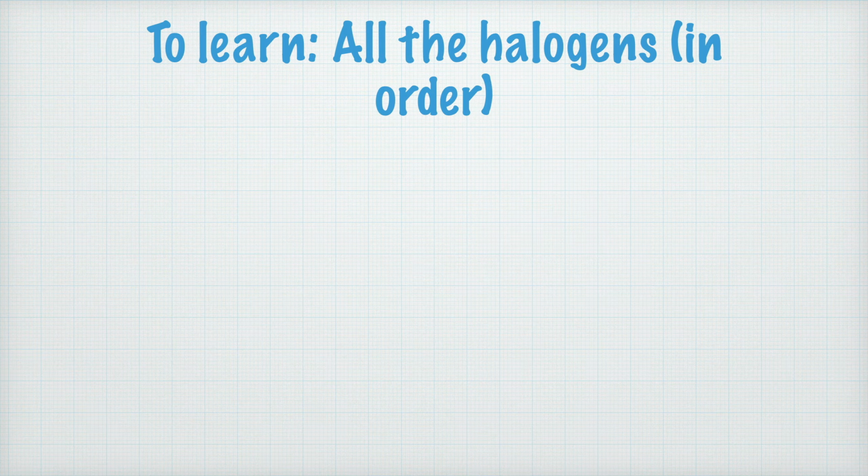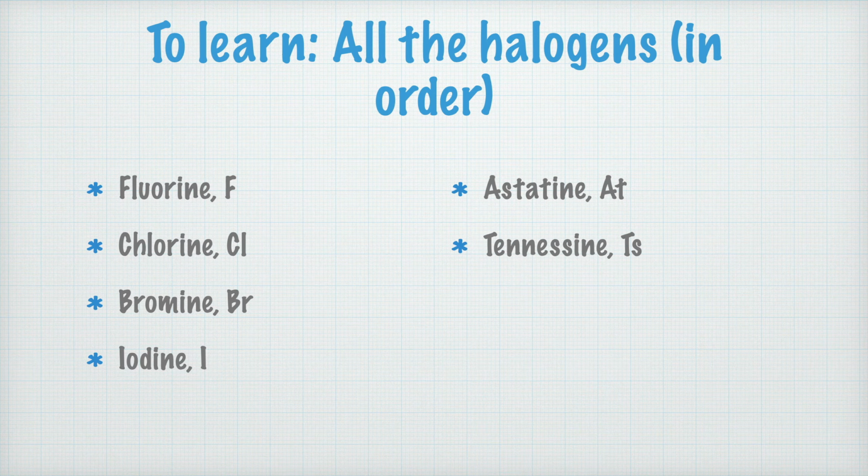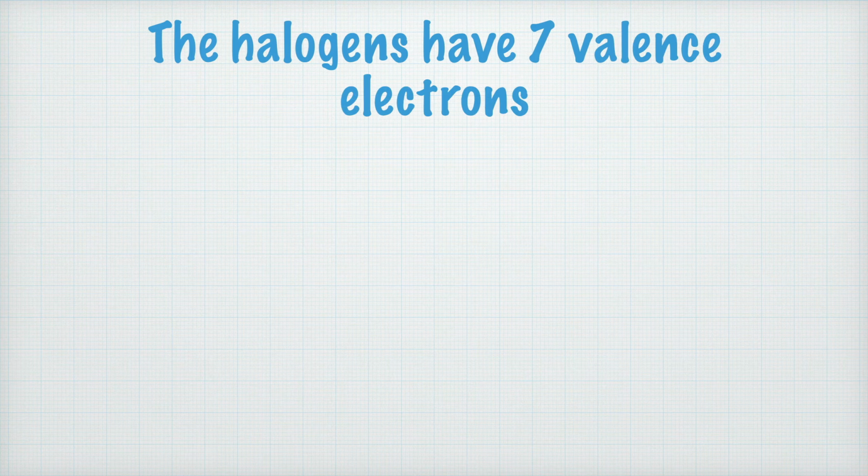I also want you to learn all the halogens by heart. The most important halogens are fluorine, chlorine, bromine, and iodine. There are only a few grams of astatine in the entire Earth, and tennessine is completely synthetic, which means that only a handful of atoms have been made so far. So those two halogens are not as important as the other ones, although they still are interesting. What's common for all the halogens is that they have 7 valence electrons.